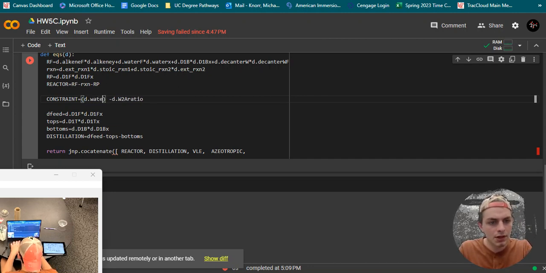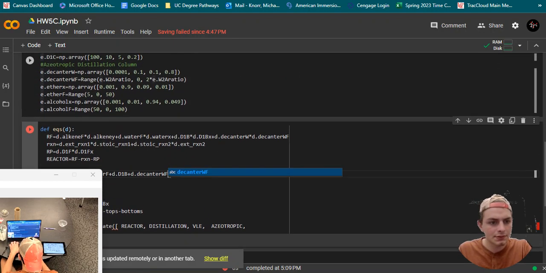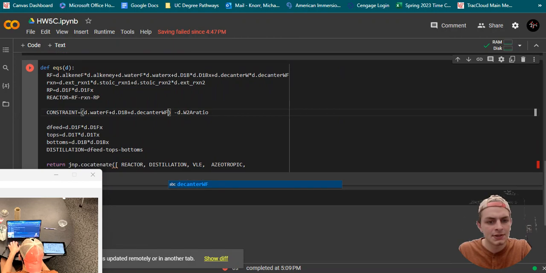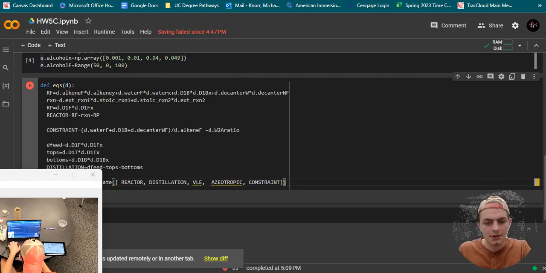d dot water flow rate plus d dot d1 bottoms plus d dot decanter water flow rate. For some reason I changed that one up. Yes. And then divide that by the alkene flow rate there. That should be a d dot. There we go. So we want to return that constraint as well, using a bracket.